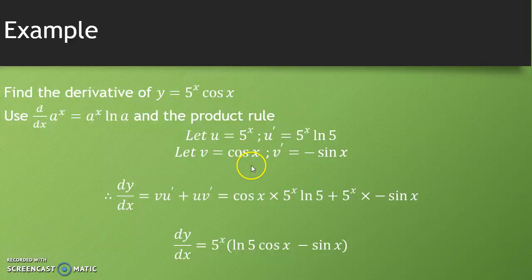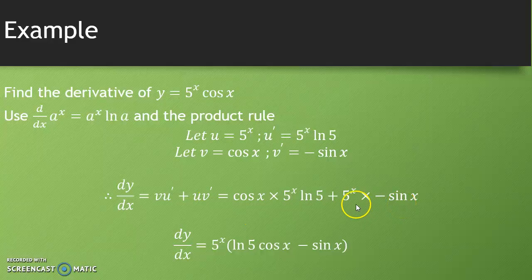So we're going to use that, and like I said, we're going to use the product rule. So we'll let u equal 5 to the power of x. So using this rule over here, the derivative of u is 5 to the power of x times log 5, and v equals cos x, and the derivative of v is negative sine x. So again, just applying our product rule down here by multiplying u and v and the derivative of u plus u times the derivative of v, we get this line.